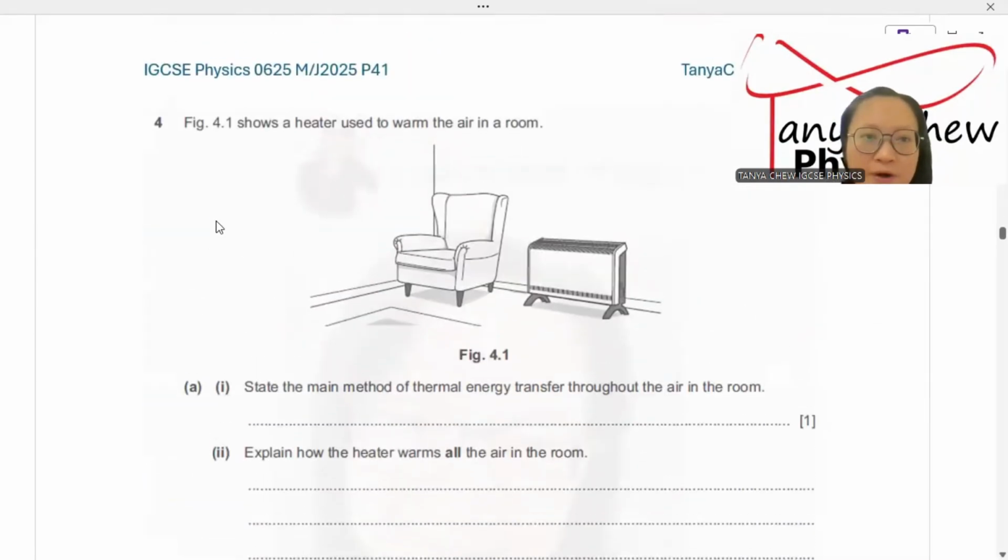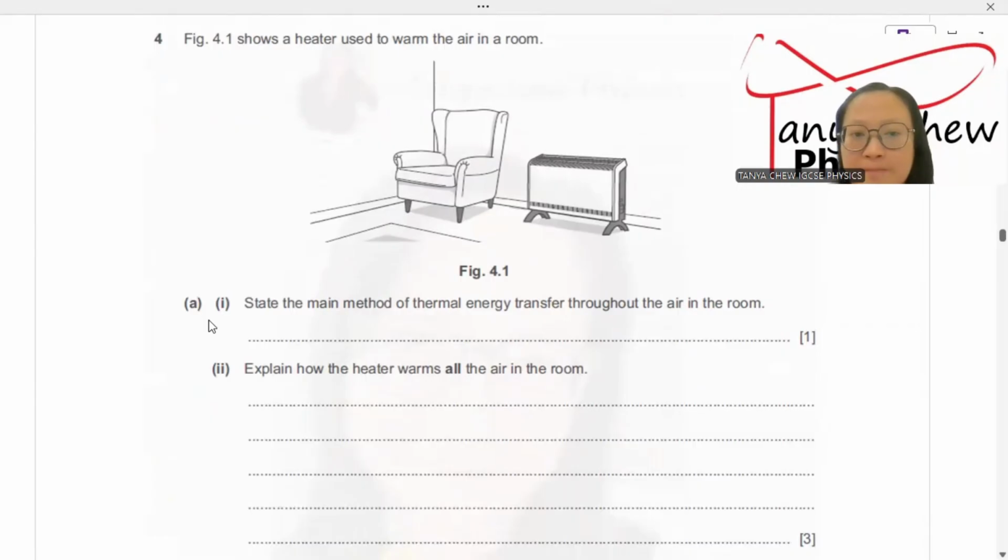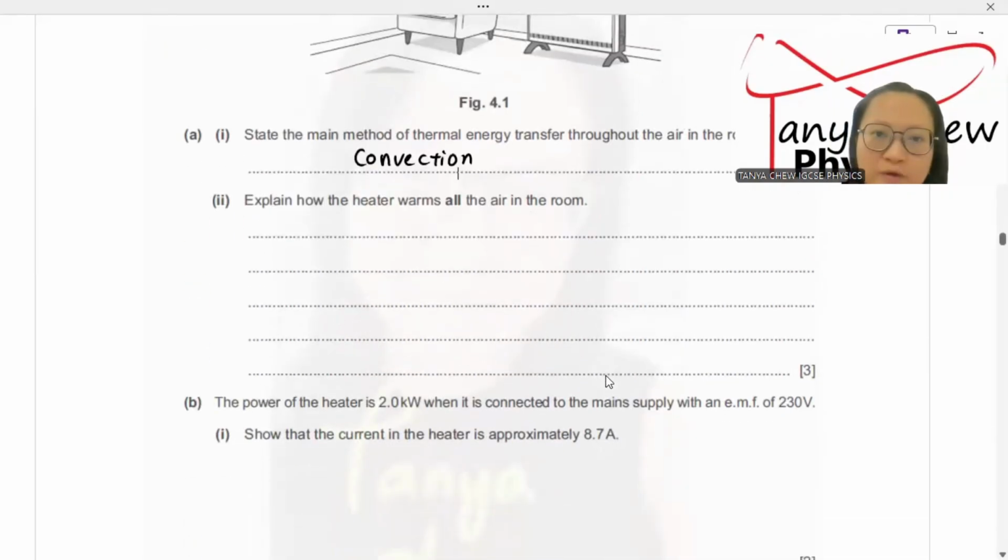Now, number 4. Fig 4.1 shows a heater used to warm the air in a room. A part 1, state the main method of thermal energy transfer throughout the air in the room. Inside a closed room, how is the thermal energy being transferred? It is called convection. Explain how the heater warms all the air in the room. In other words, you have to explain how the convection has occurred.